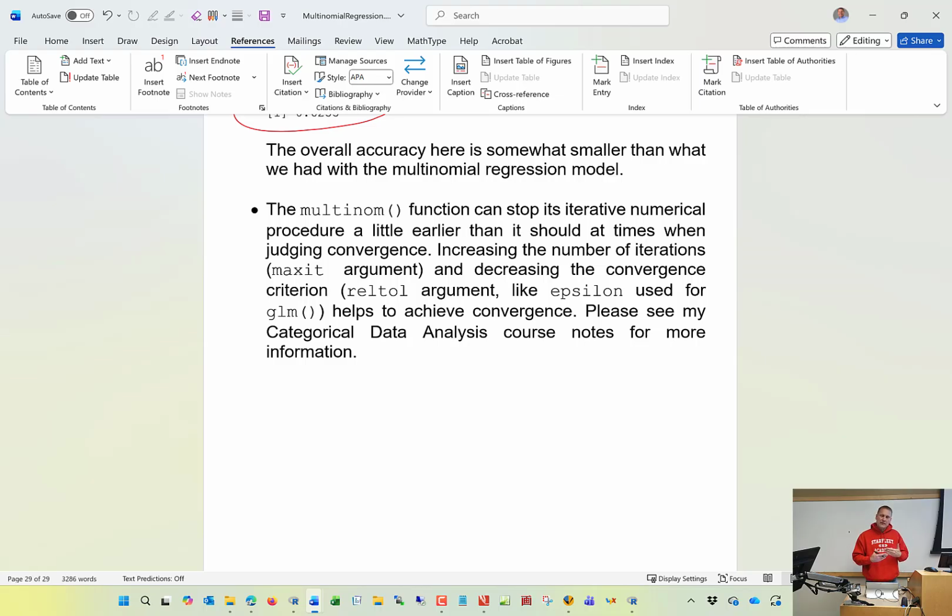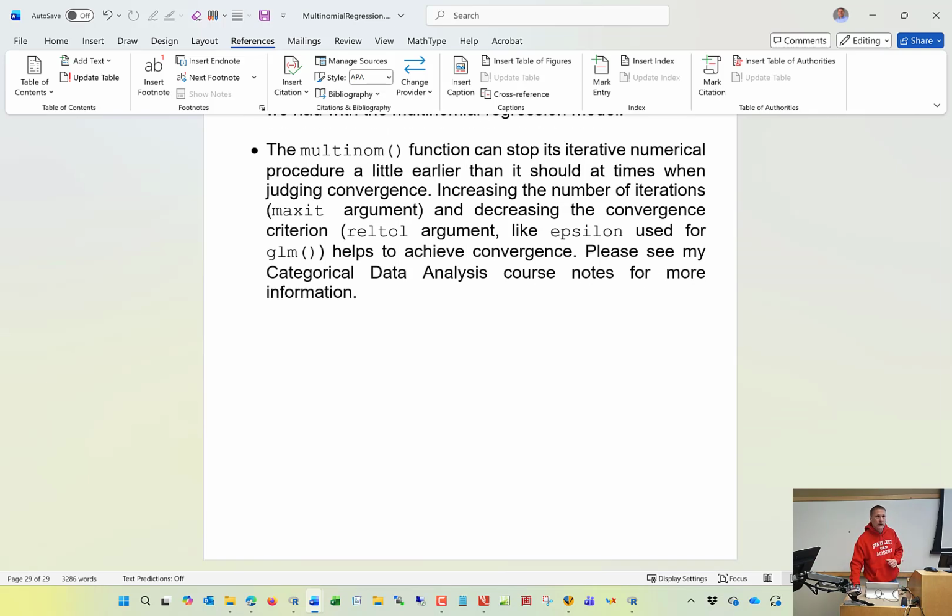There is another function out there from a package called VGAM that I also talk about in my categorical class, which, at least in terms of the numerical iterative procedure, is better. But there are some things that are not as good about it. And so in my categorical class, I talk about both. I at least want to put it out there that there are other ways to fit these kinds of models. Okay, any questions?